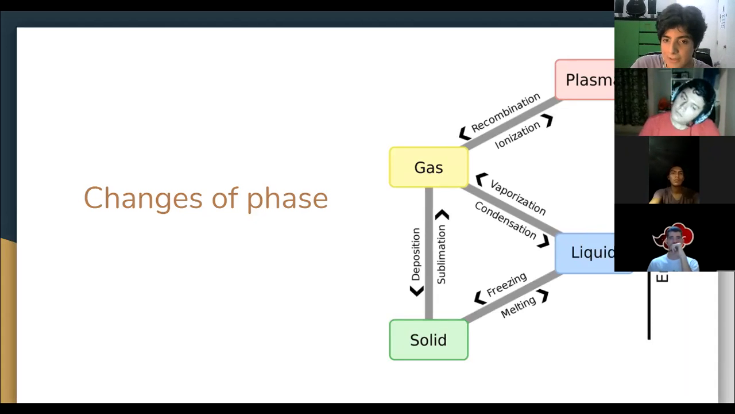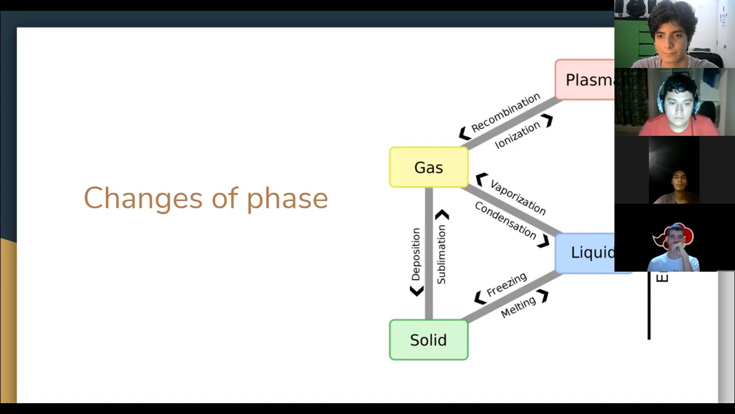When it goes from solid to gas, it's called sublimation. When it goes from gas to solid, it's called deposition. When the solid turns to liquid, it's called melting. When the liquid turns into solid, it's called freezing. When the gas turns into liquid, it's called condensation. When the liquid turns to gas, it's called vaporization. When the gas turns to plasma, it's called ionization, and plasma to gas is called recombination. These are the changes of phase.